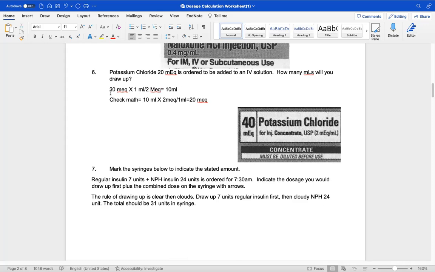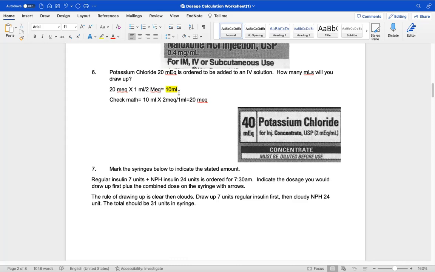So we're going to take 20 divided by 2. That gives us 10 mLs. That is your answer. In order to check your math, you're going to plug that back in. You're going to take that 10 mLs that we just found, multiply it by what we have on hand, that 2 mEq per 1 mL. That gives us our ordered dose of 20. That just helps us confirm that that 10 mLs is the correct amount that we're giving.